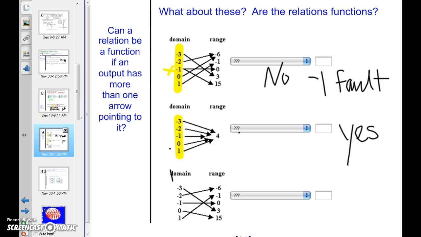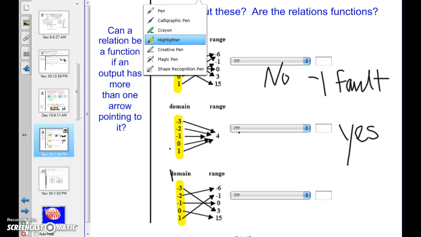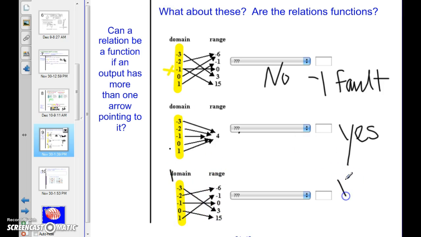So then we look at this one, my domain here. -3 is going there, 2 is going there, -1, 0, 1. Nobody is trying to go to 2 places at one time, so is that a function? Oh yes, it is functioning. Very well, thank you. So hopefully that helps you. Are they functions? They're all relations. This one is not a function, and it's -1's fault.